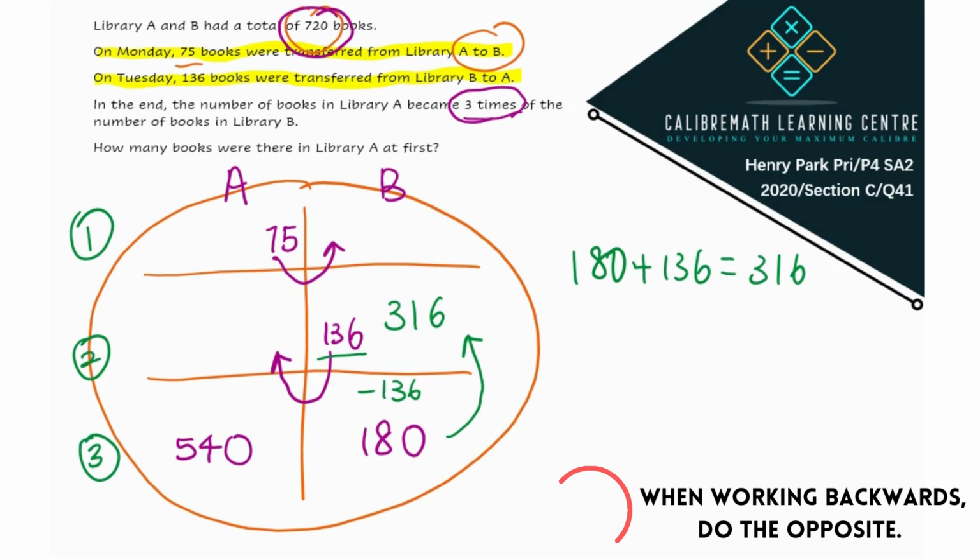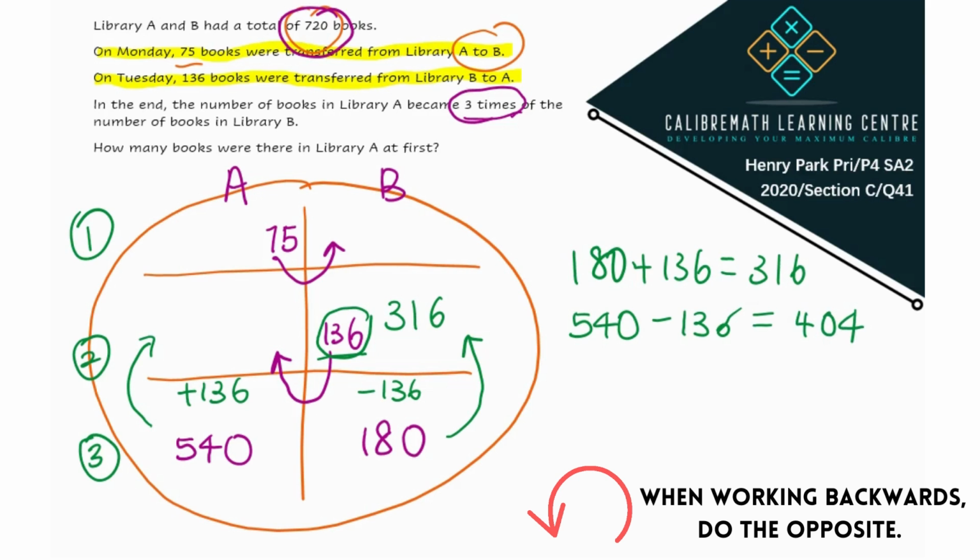So on the other hand, we know that A received that 136 books from B. So that will mean that A increased by 136. So to work backwards for A, we will need to use 540 to minus away the 136 that it received. And so the answer is 404. So we're going to fill in this to be 404. So we are going to continue to work backwards from level 2 to level 1.